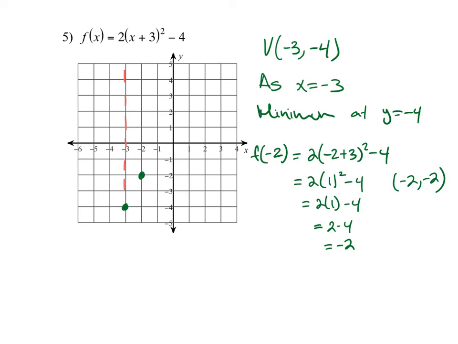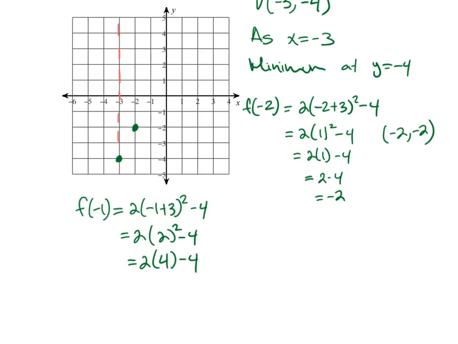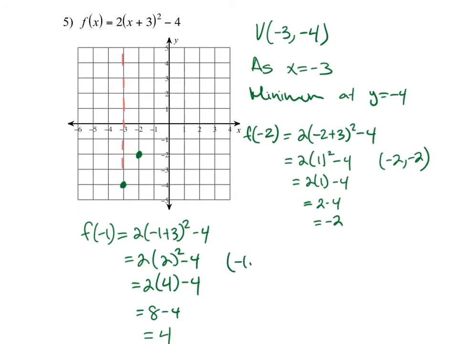Now I'm going to substitute 1, so f of negative 1 equals 2 times (negative 1 plus 3) squared minus 4. So 2 times 2 squared minus 4 equals 2 times 4 minus 4, right? And this 4 right here is 2 squared, right? Equals 8 minus 4 equals 4. So that means that I have the point negative 1, 4. So negative 1, 4 is this point up here. Right? So again, mark those points on the other side of the axis of symmetry.